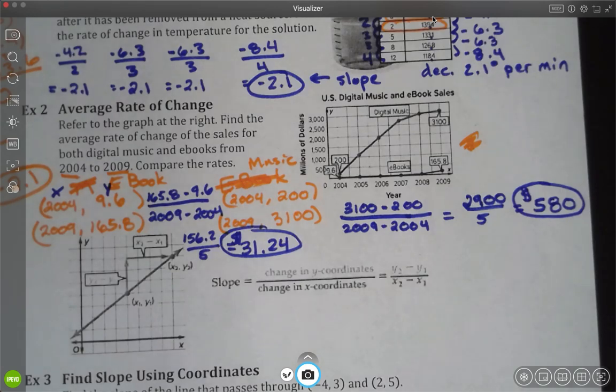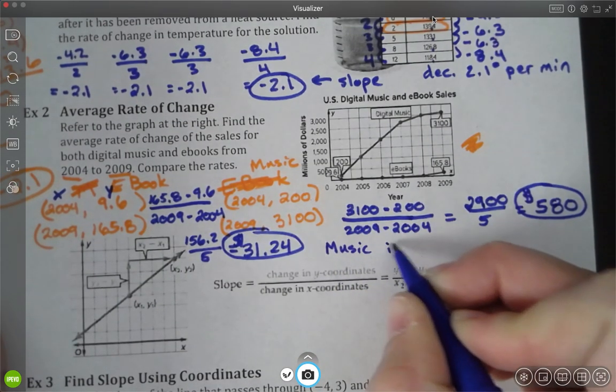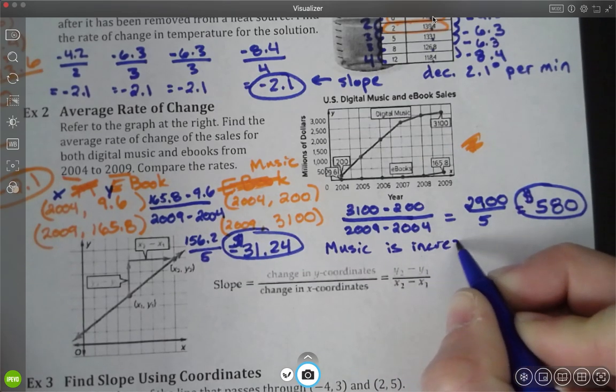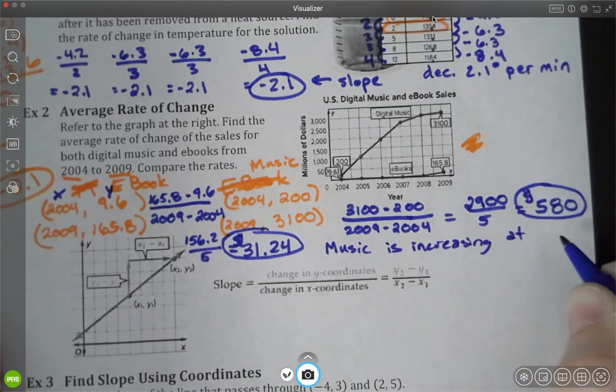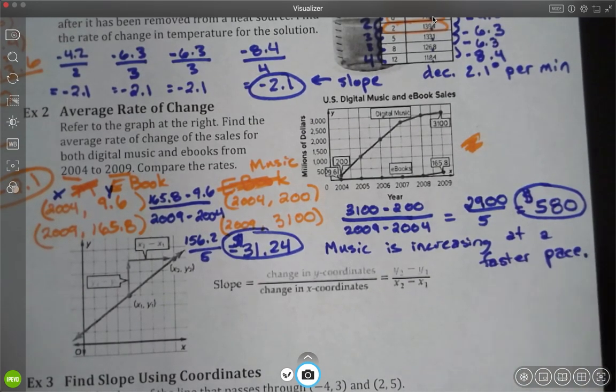See, there's my rate of change. Compare these rates. So what can we say for a comparison? Music is increasing at a faster pace. That's what slope does. It's talking about the rate at which it is changing. It is changing faster. Make sense?